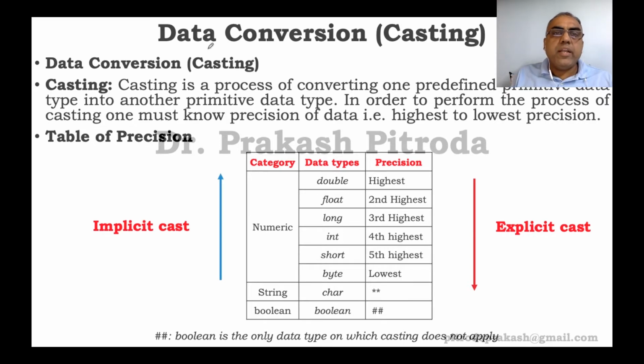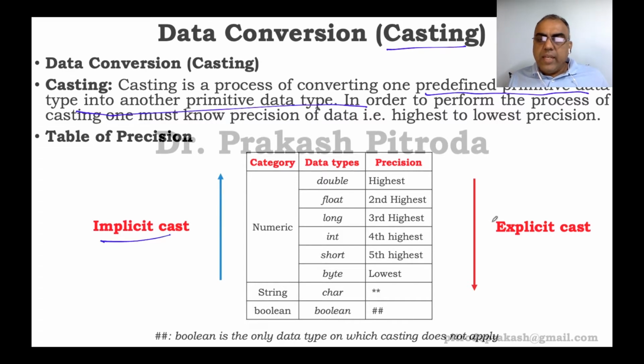So what we learned in data conversion casting, first we learned how to convert a predefined primitive data type into another primitive data type. So we learned to convert one primitive type to another primitive type, where we learned two types of conversion, that is implicit cast and explicit cast.